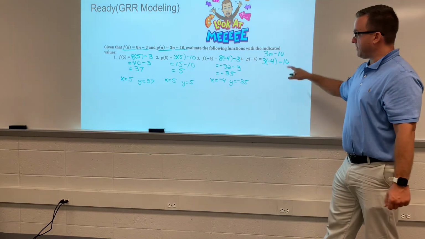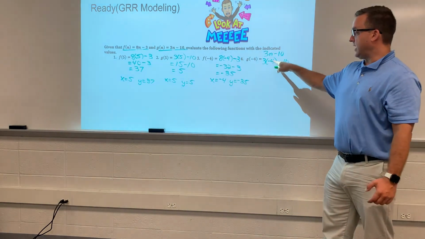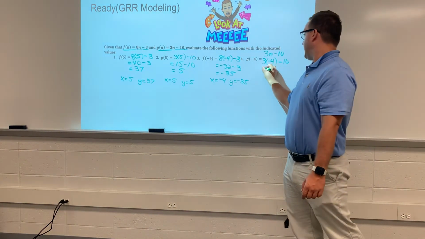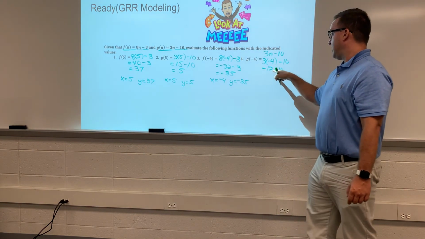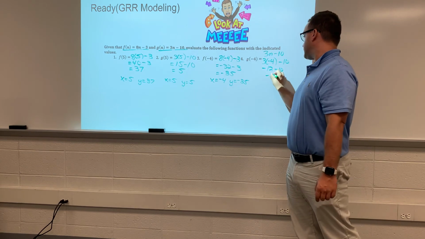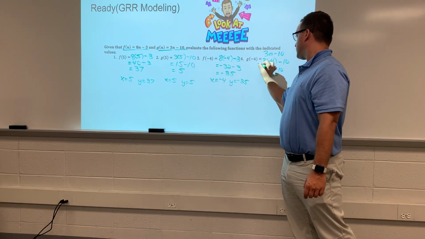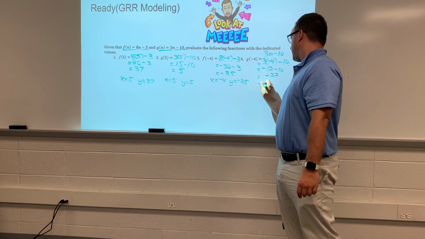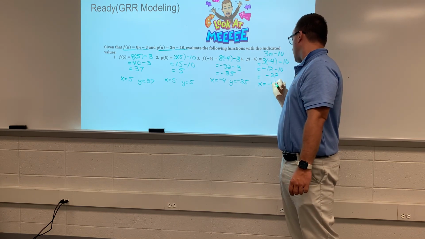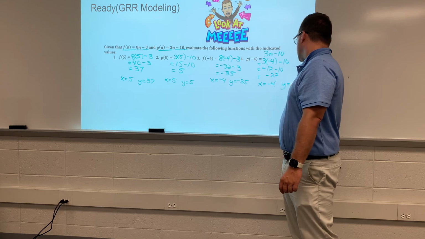Well, I multiply before I subtract. 3 times negative 4 is negative 12, and then minus 10. Negative 12 minus 10 is negative 22. So this is just saying if x is negative 4, y equals negative 22.